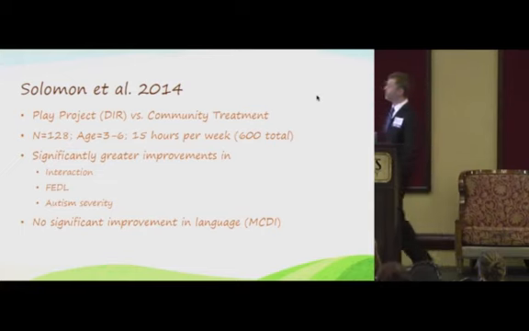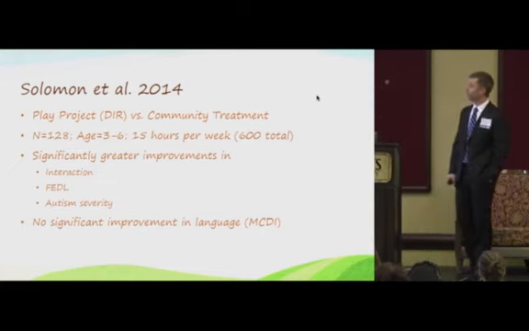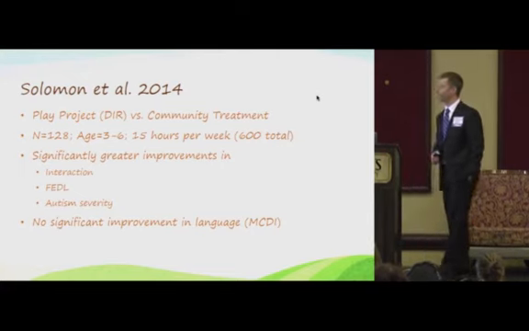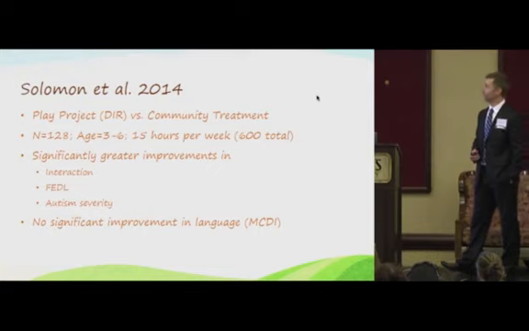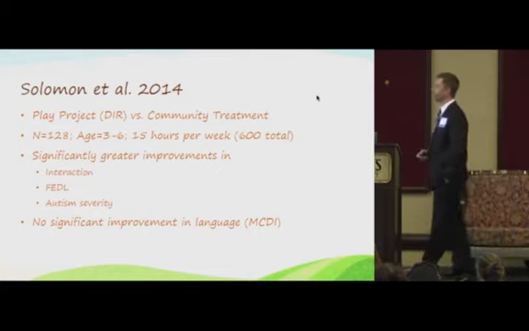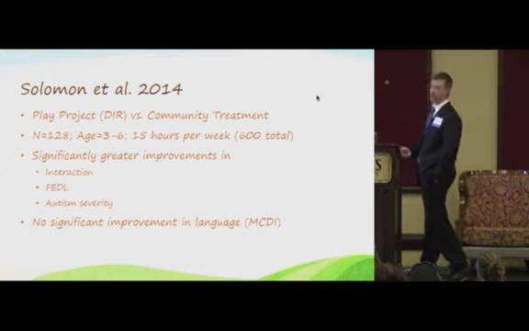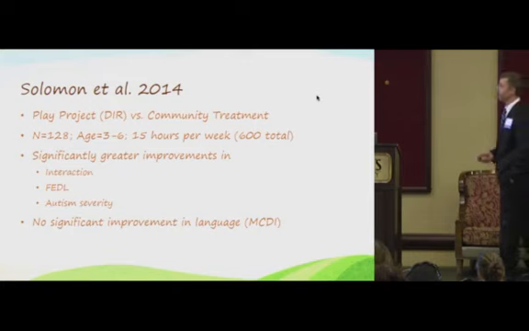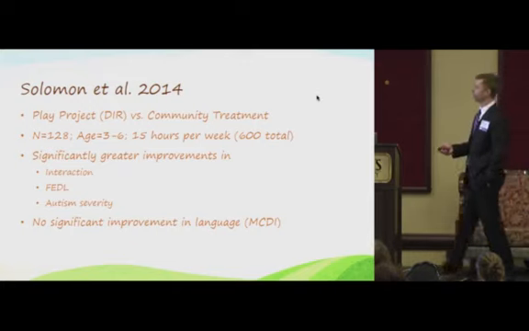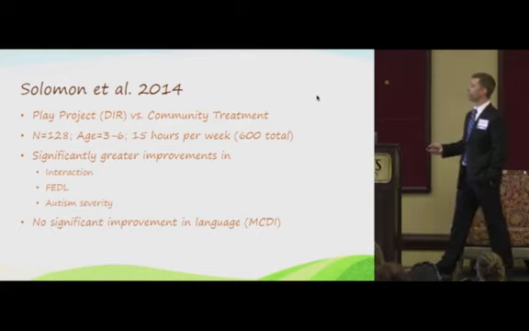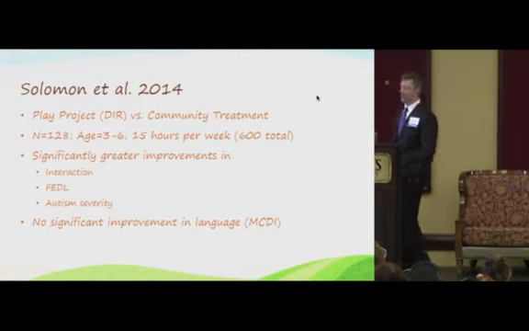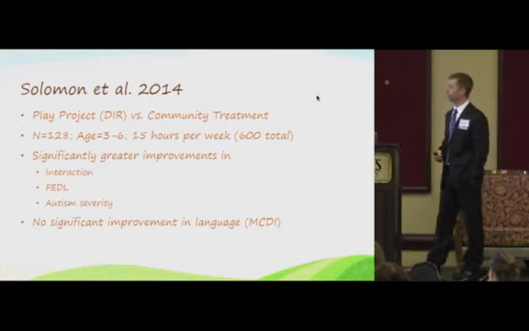Okay, and then 2014, Rick Solomon and a number of people, including I see Mahoney was on the study as well, did their study of Play Project. This is their final study of Play Project compared to a community treatment group. Very large N, so 128 individuals randomly assigned to either community treatment or DIR group. They got, oh, here was the 600, so take that back from the other study. 15 hours per week they got, and they found significantly greater improvements in interaction again, functional emotional developmental levels.